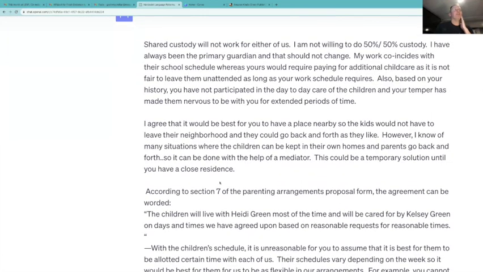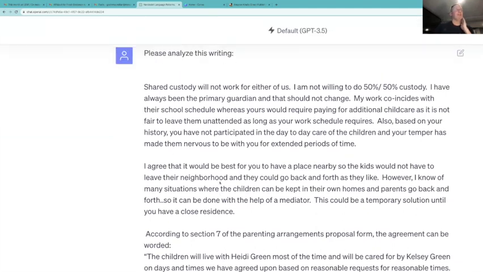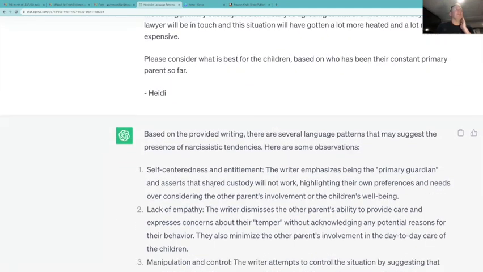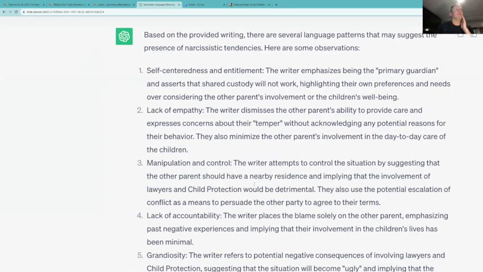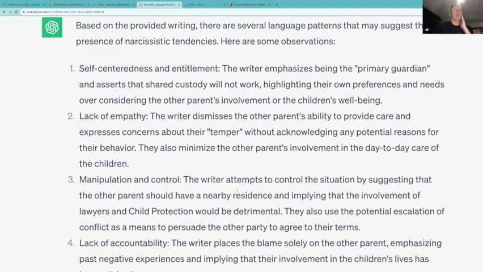So it does a pretty good job. So this is the command, please analyze this writing. So I put her submissions in. And then it tells you, try and zoom in a little bit here so you can read this properly. Based on the provided writing, there's several language patterns that may suggest the presence of narcissistic tendencies. Here's some observations. So self-centeredness and entitlement. They emphasize being the primary guardian, and shared decision-making won't work. Lack of empathy. The writer dismisses the other parent's ability to provide care and expresses concerns about their temper.